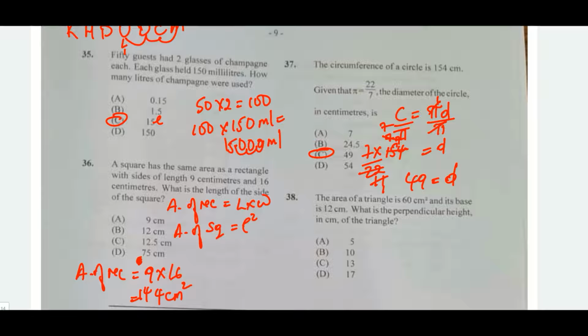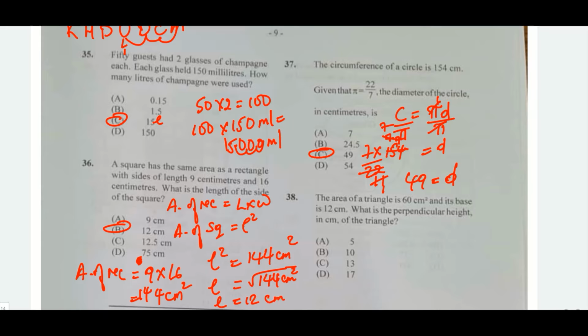Now to find the length of the side of the square, because both the square and the rectangle have the same area, you could say they're equal to each other. So hence, L squared is equal to 144 centimeter squared. Now to find L, which is the side, we're going to find the square root of 144. Which number, when you multiply it by itself, gives 144? That number is 12. The square root of 144 is 12. So we get 12 centimeters.